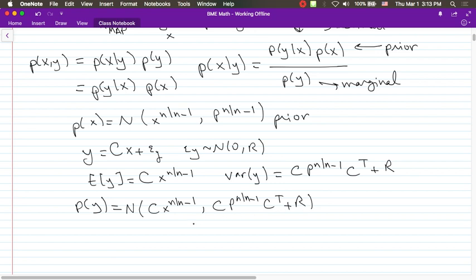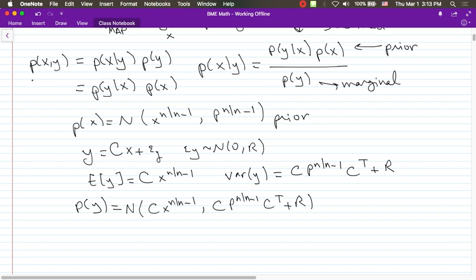Okay, so what I want to do today is as follows. I want to write p of x and y, the joint probability of x and y, given that y is related to x like this. And then I want to show you that if I could factor that joint probability so that I get a p of x given y and a p of y out of it, then p of x given y is going to have a mean that's the posterior mean for the Kalman filter, and a variance that's the posterior variance for the Kalman filter.